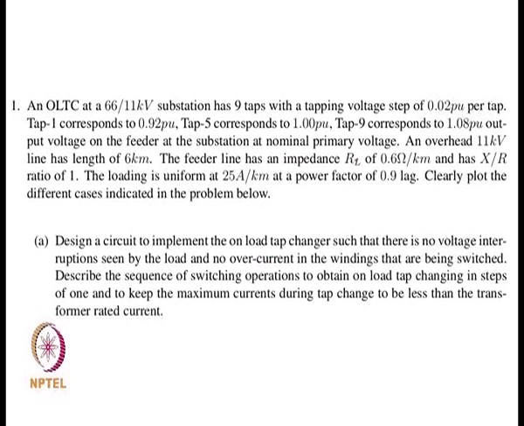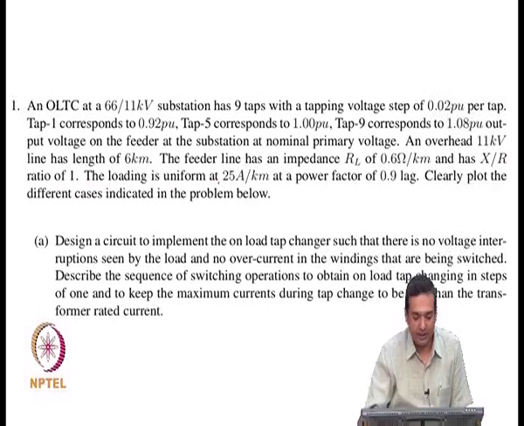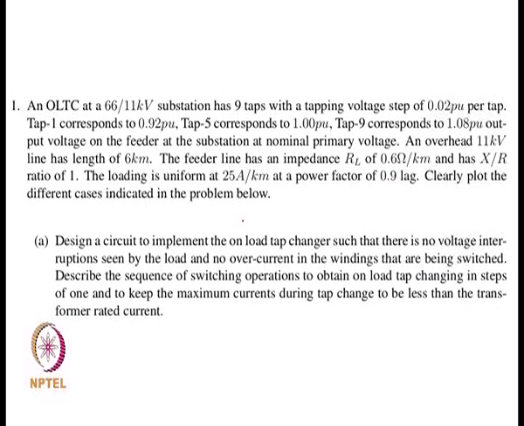This is when you have nominal voltages at the input and output, and you have an 11 kV overhead line of 6 kilometers going out from the substation. The feeder line has a resistance of 0.6 ohms per kilometer, and the X by R ratio is equal to 1. The loading of the feeder is uniform, 25 amperes per kilometer. So total 25 into 6, 150 amps for this single 6 kilometer feeder, at a power factor of 0.9. You want to make plots of voltage profile, current profile, etc.